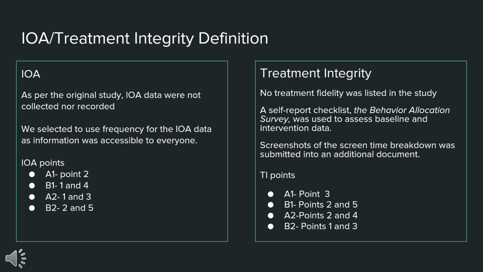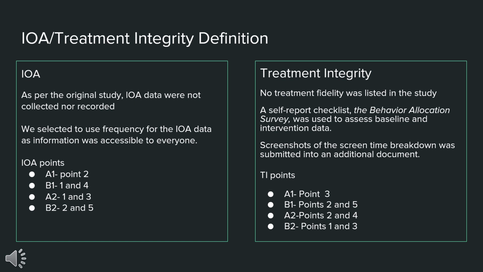points 2 and 5. For the treatment fidelity, there was also no treatment fidelity that was listed in the study. We created a self-reported checklist and a behavior allocation survey, which was used to assess baseline and intervention data and was submitted on the days of the screen time screenshots that were submitted and recorded. In addition to creating a self-reported checklist and having designated submission dates, one individual would oversee the incoming screenshots, record the screenshots in a single document, and send reminder text messages the day before the submission.